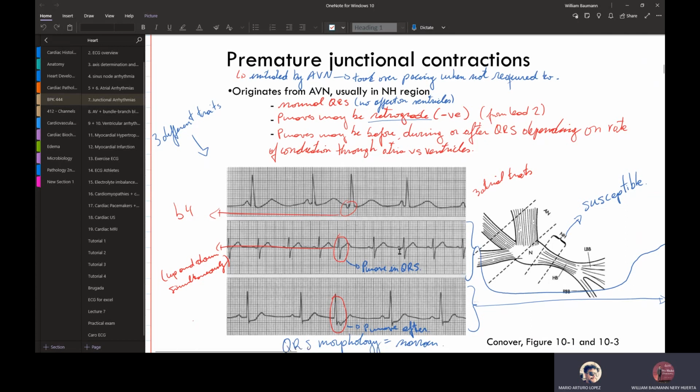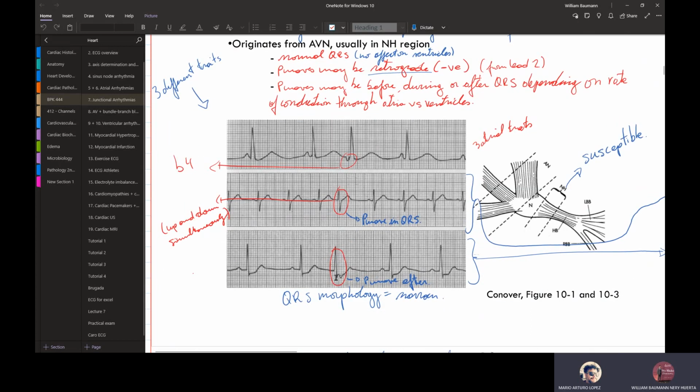And in this last case, we see that there is a P wave after the QRS. The other ones are all the same, and this one's different. And remember, the QRS morphology in all of them is very narrow, so the ventricle is not a problem.